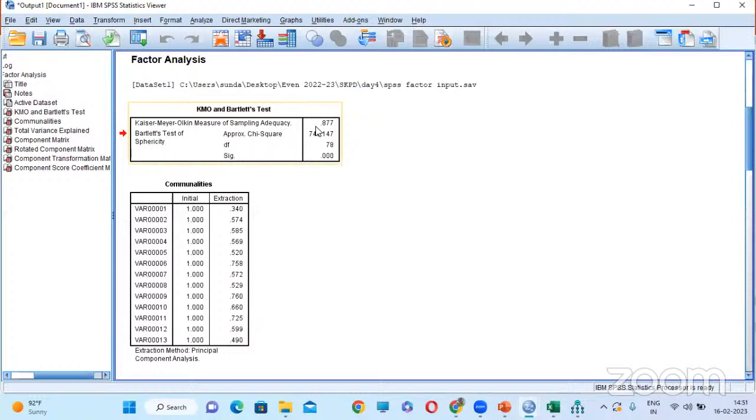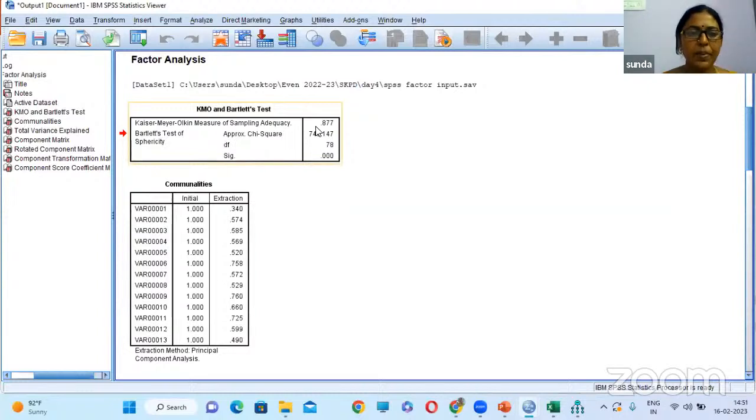If it is more than 0.8, it is excellent to proceed. If it is less than 0.6, you have to leave. That sample size is not sufficient. We have to collect more data.